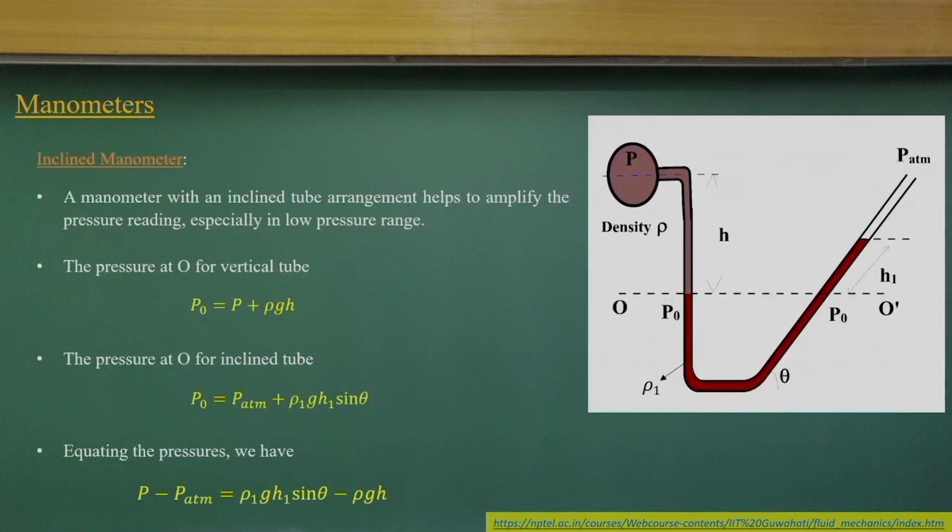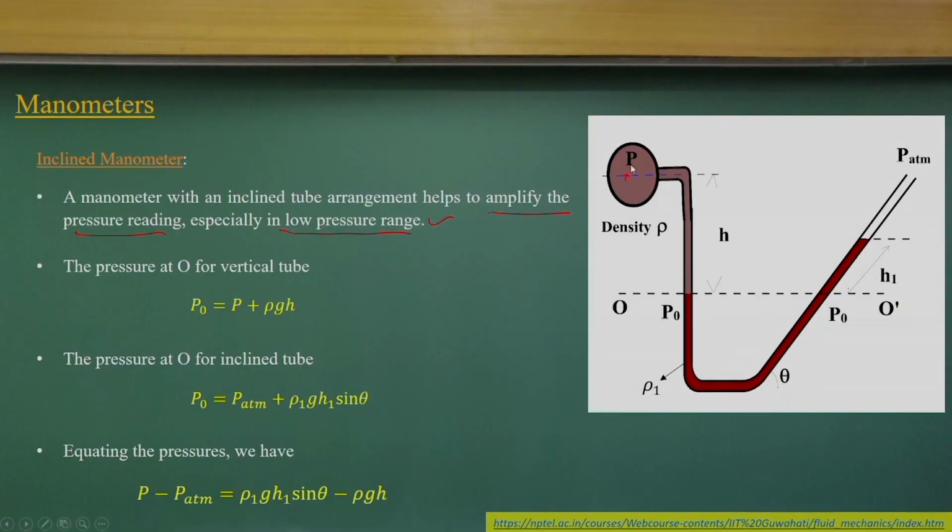Another case is the inclined manometer, which has quite an advantage in the sense that it amplifies the pressure reading when you are talking about low pressure ranges. Because it is inclined, it is easier for us to measure low pressures as compared to the vertical one.